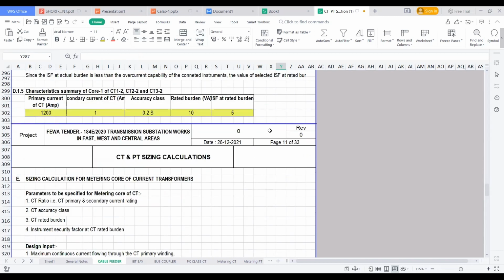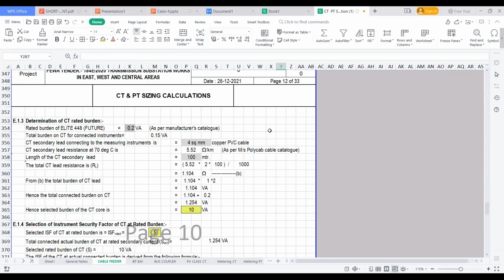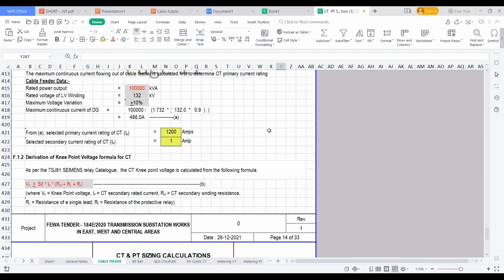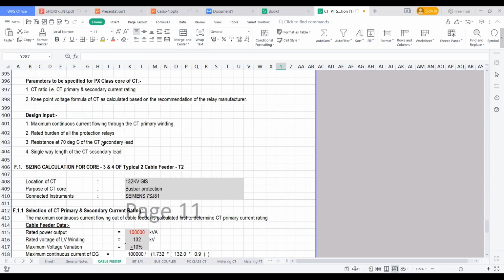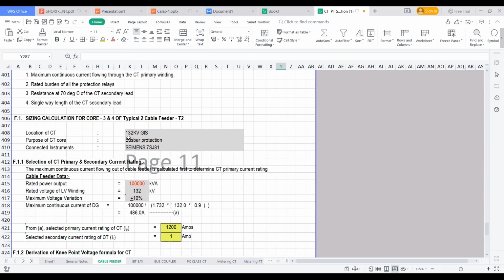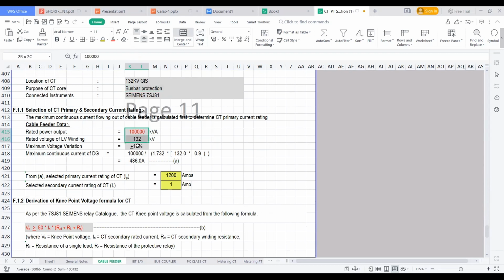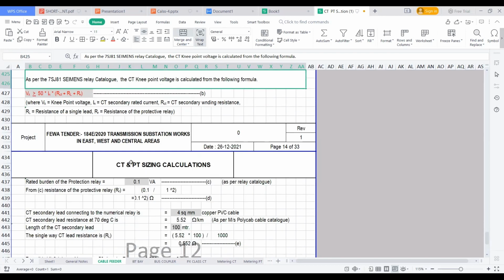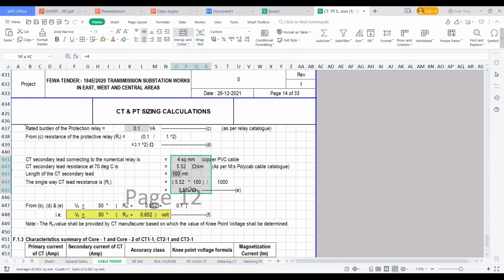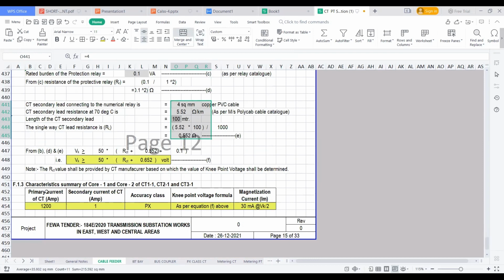Now, go to the protection. Let's see the PS class CTs. This I am connecting for busbar protection, which is a unit protection. Again, I am calculating the CT rated current, 1200 by 1 amp. As per the Siemens relay catalog, the CT knee point voltage is this. So I am calculating this with respect to this formula. That's it. This is the only thing required for the calculation.